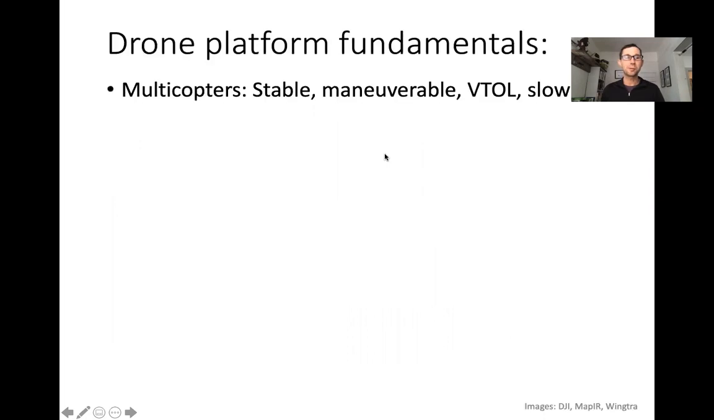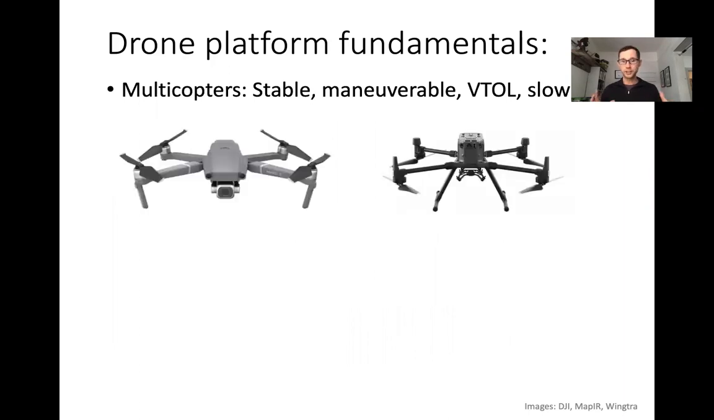All right, drone platform fundamentals. We can break things down into basically two different types of drones. We have multicopters, which are essentially just small unmanned helicopters. They can have 4 rotors, they can have 6 or 8 rotors. And these are relatively stable, relatively maneuverable, and they have a capability to take off and land vertically. This vertical takeoff and landing is called VTOL. The trade-off there is that they're relatively slow.